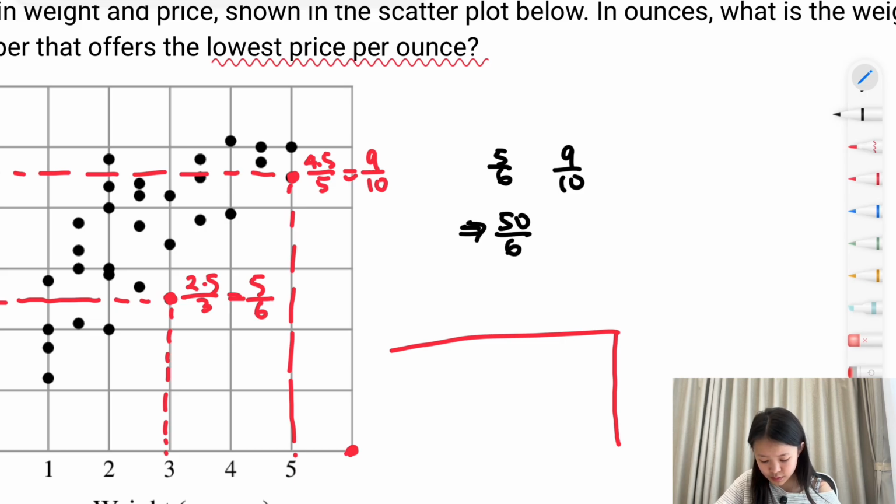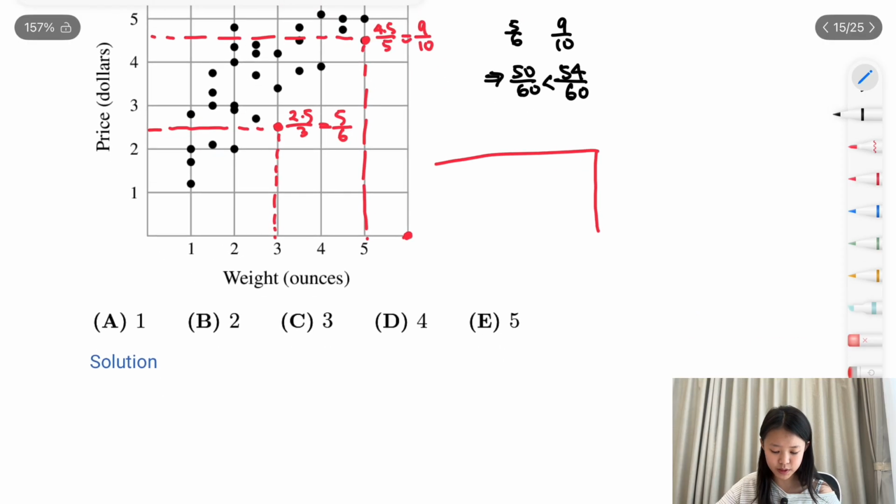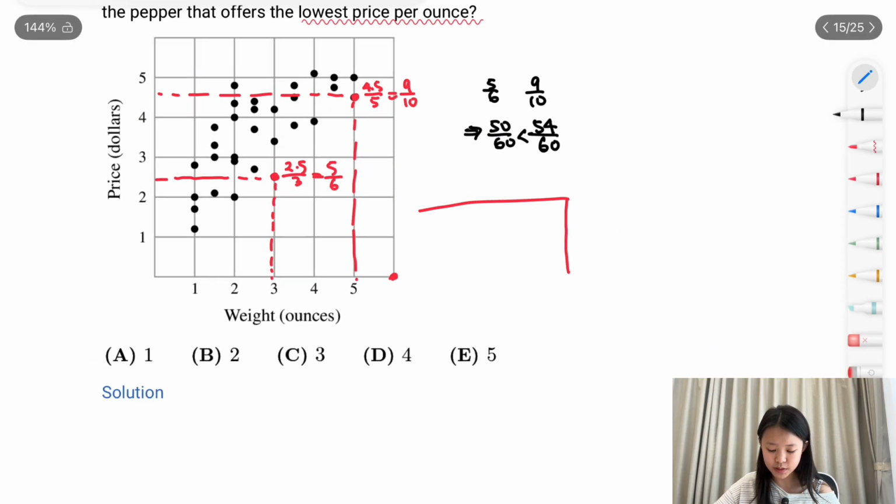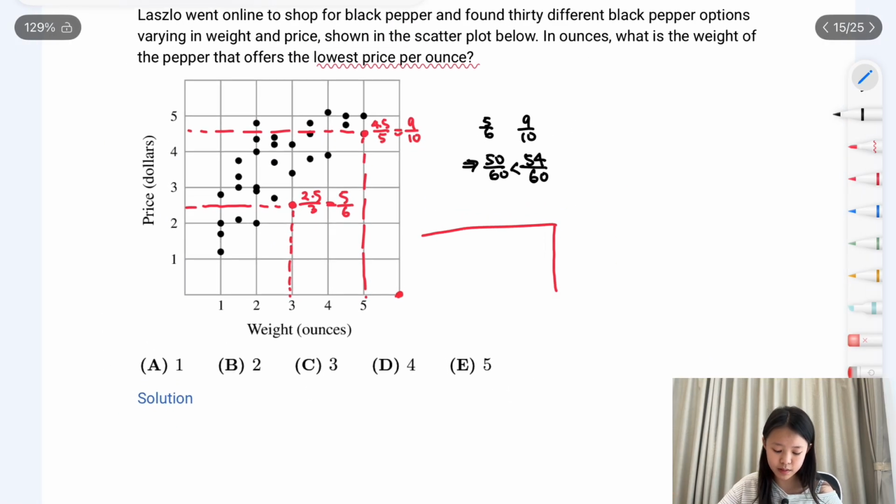is 50/60 versus 54/60. And so obviously it's very clear that 5/6 is less than 9/10. So the answer here is like the weight of that is 3. So the answer is C.